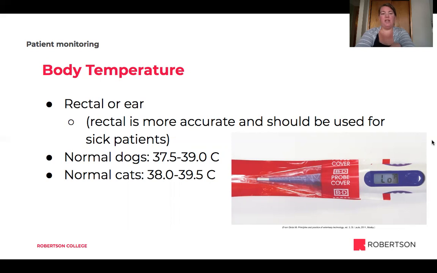The normal for cats and dogs is slightly different. Dogs are a little bit cooler than cats at 37.5 to 39 degrees Celsius. And the normal for cats is 38 degrees to 39.5 degrees Celsius, so a little bit warmer than dogs.